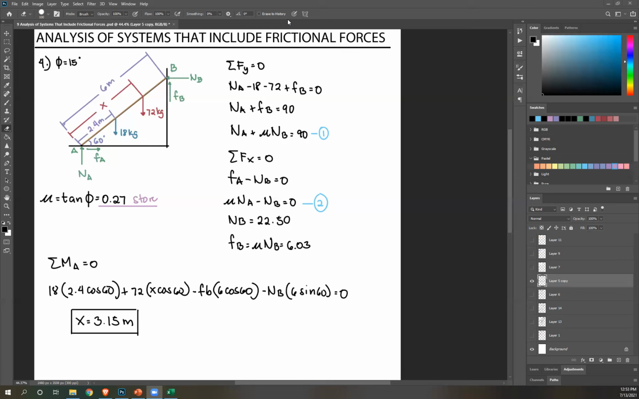Okay. How did I know that I should get NB and FB first? Because the goal here is to solve for x. X is a distance, and usually the only equation that involves distance is moment. You can only take moment about supports or about surfaces in contact. So you can either take moment at B or moment at A.